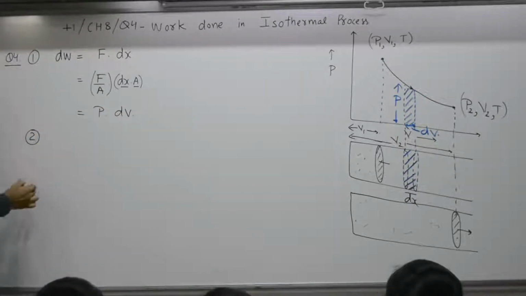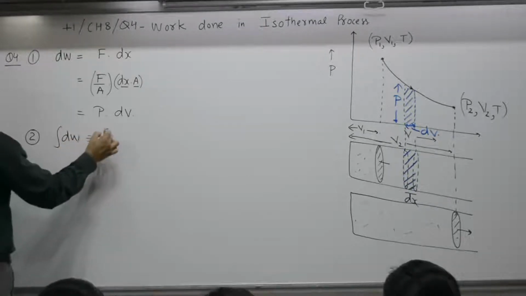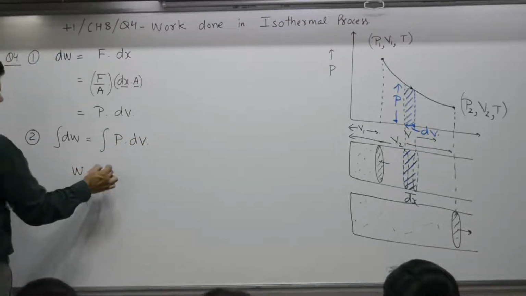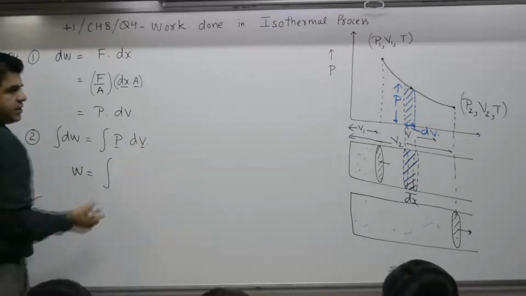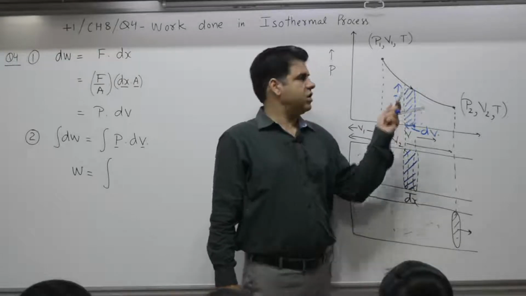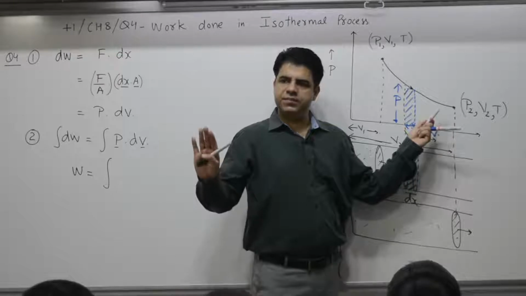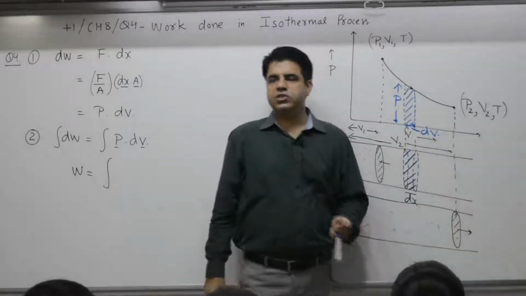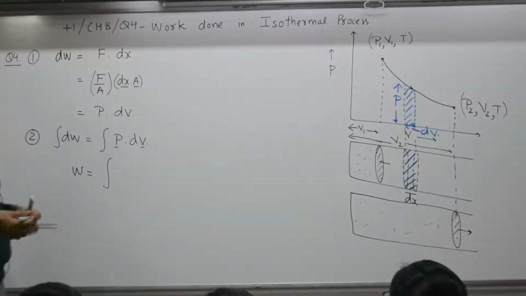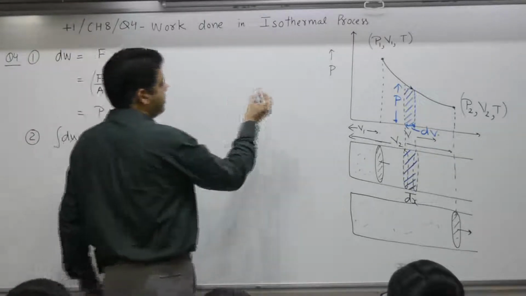Step 2. Total work done, integrate both sides. If you integrate both sides, dW is equal to P dV. Work done is equal to integration of P dV. Now P and V, we need to check whether one parameter is constant or not. As you move along this path, pressure changes, volume also changes. So during the process, both P and V are variables. If P and V are variable, we need to get a relationship. How P and V are connected?